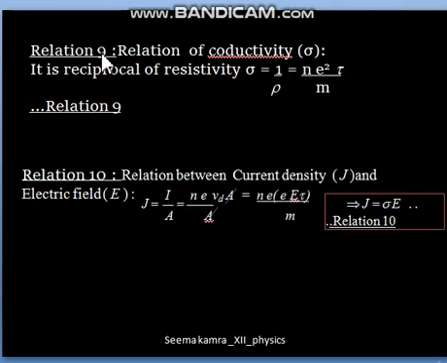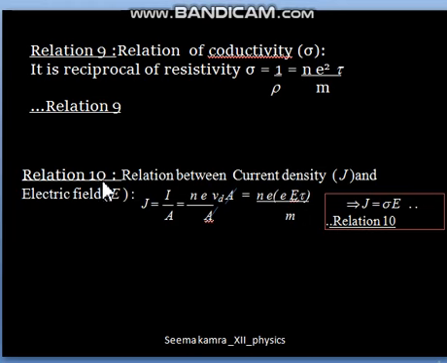In relation 9, we have to talk about the conductivity term. Very simple, conductivity is the reciprocal of resistivity. Conductivity we denote by sigma, and resistivity you know is rho. So 1 by rho is sigma. Now the rho relation in the previous sheet we have already understood, m upon n e square tau. So we have just substituted the rho relation. Sigma and rho are just reciprocals of each other. Relation number 9 is obtained.